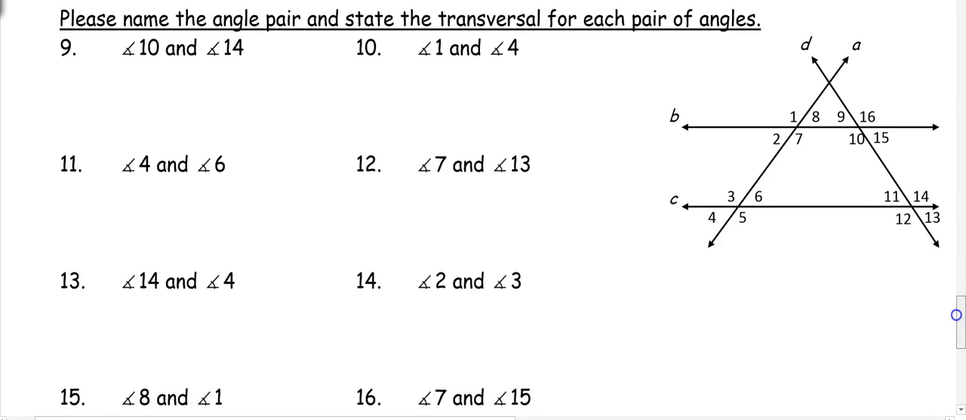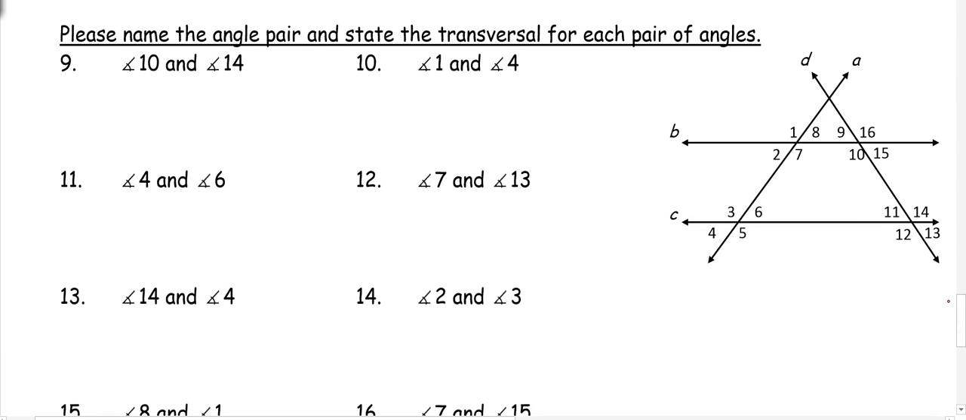Now let's look at, given an angle pair, we need to determine what type of angle pair it is, and state the transversal if there is one for the pair of angles. So in number 9, we have angle 10 and angle 14. To determine the transversal, we want to look at what line both angles are touching. Well, both angles are touching D. So D would be our transversal.